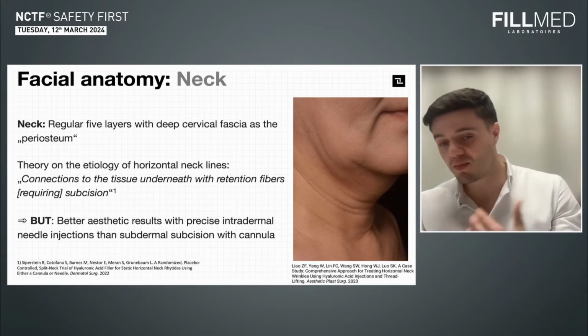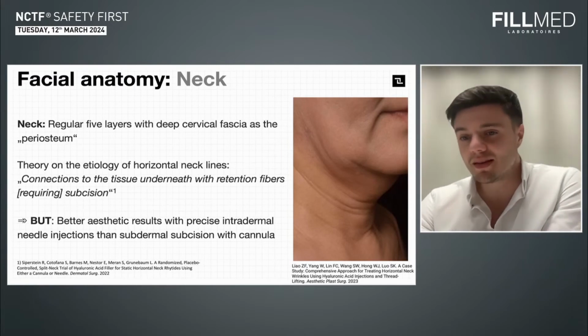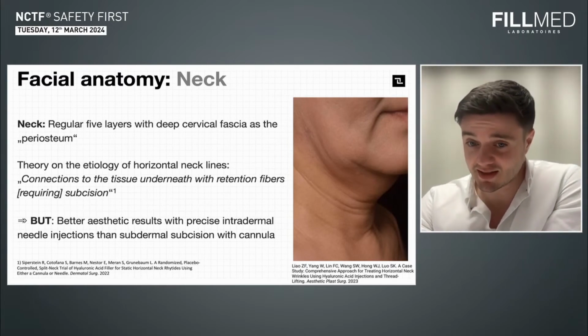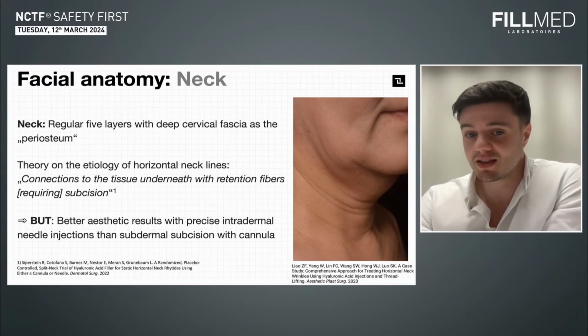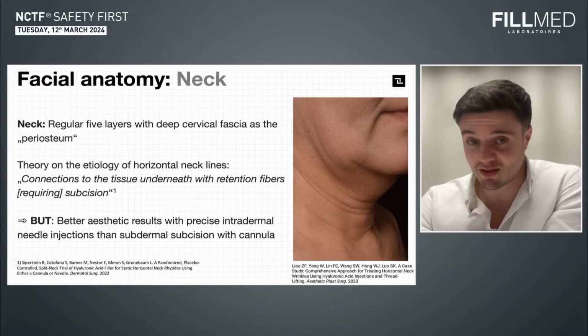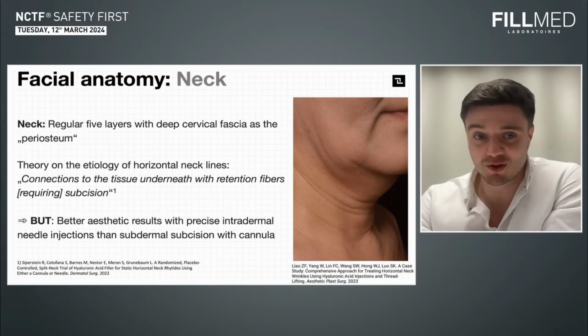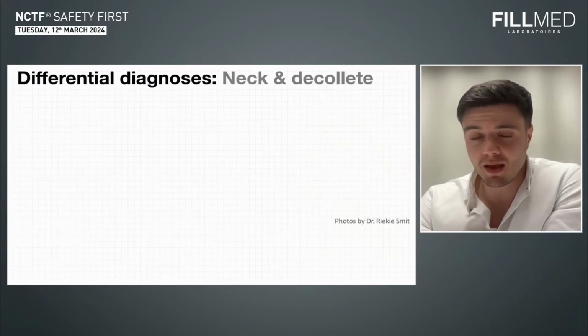But in the same publication, they're saying that better aesthetic results can be achieved with precise intradermal needle injections rather than subdermal subcisions with cannula. And this is great news for us who are trying to inject the product intradermally.